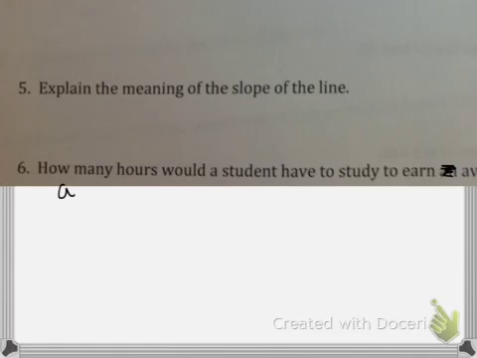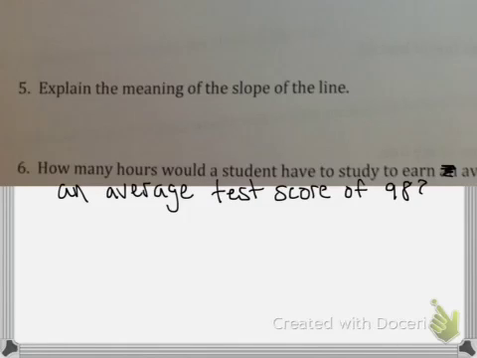I took a picture of questions 5 and 6, but number 6 got cut off. So we have question 5. I need you to explain the meaning of the slope of the line. And so that goes back to that value for M. So that's 6.25.